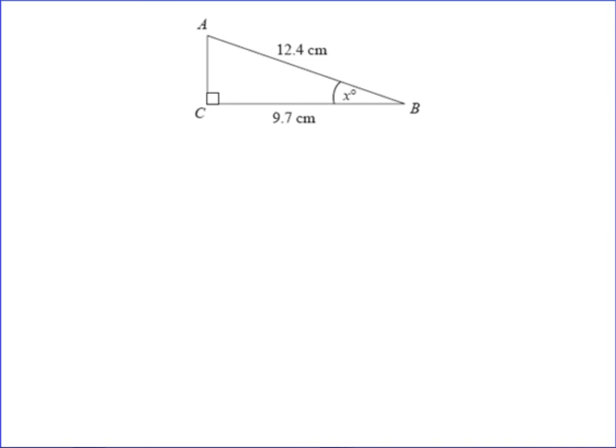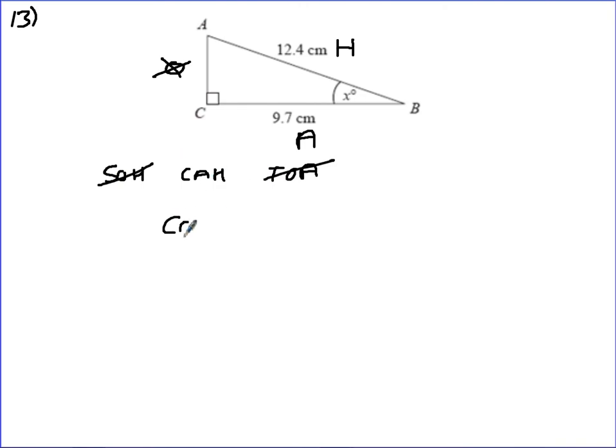Question 13. What we need to do is work out the value of x. So it's a trig question here. So we've got the opposite, we've got the adjacent, and we've got the hypotenuse. We'll have nothing to do with the opposite at all. So it's SOH CAH TOA you write down to decide are you going to use sin, cos or tan. O we're not using, so anything with O in, I'm not interested, it's cos that we're using. So it's cos of the angle x equals the adjacent, which is 9.7, over the hypotenuse, which is 12.4.